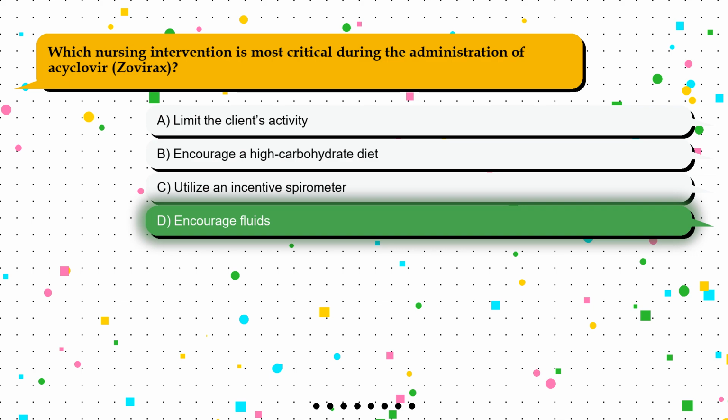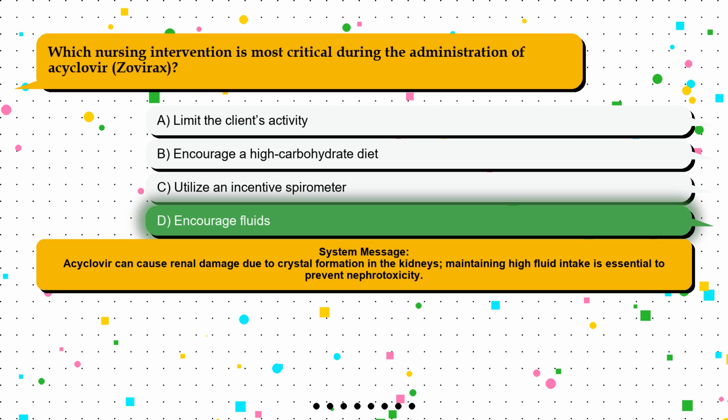The correct answer is option D, encourage fluids. Acyclovir can cause renal damage due to crystal formation in the kidneys. Maintaining high fluid intake is essential to prevent nephrotoxicity.